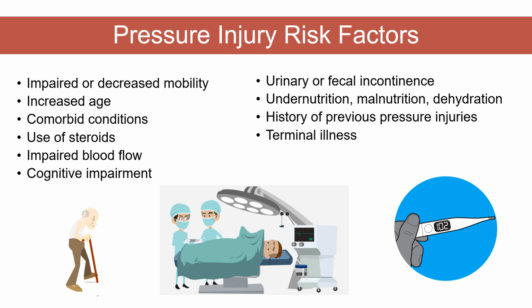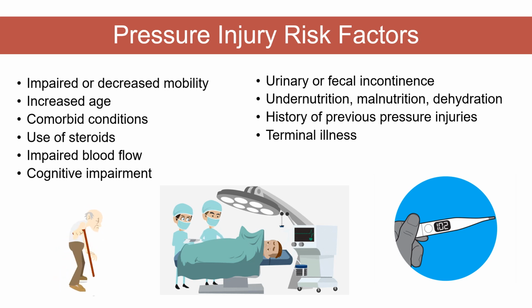So the risk factors for pressure injuries: if the patient has decreased mobility, if they're older in age, if they have other comorbid conditions like diabetes, the use of steroids, or any kind of condition that affects blood flow or the presence of oxygen, like being anemic. Cognitive impairment, maybe they don't know to reposition themselves or remember to. If they're incontinent, malnourished, or dehydrated. If they already have a history of pressure injuries, that puts them at greater risk. And a terminal illness also, because like we talked about, all your body organs are failing, including your skin.